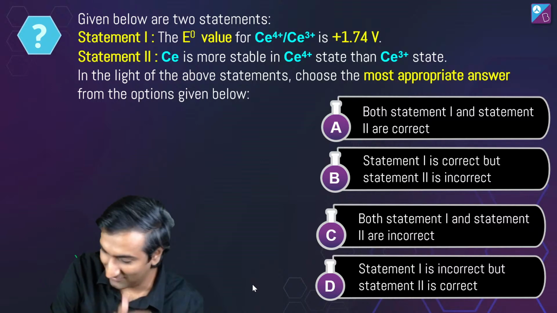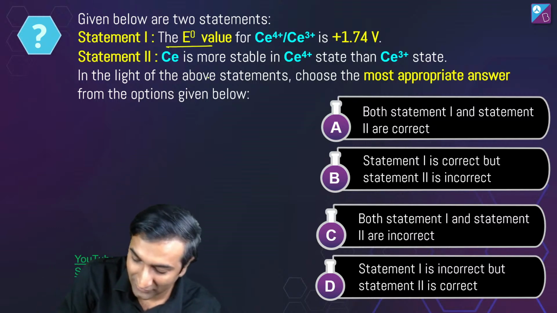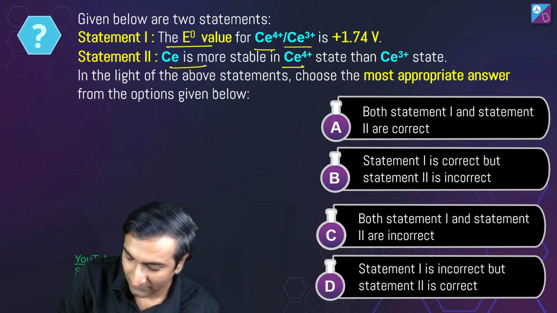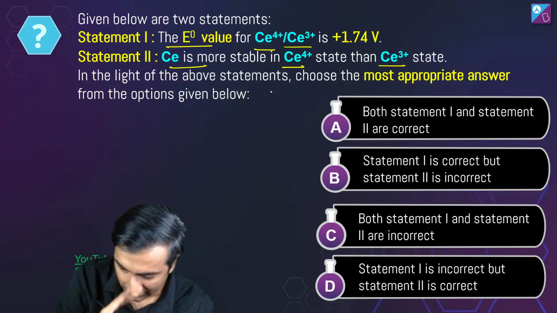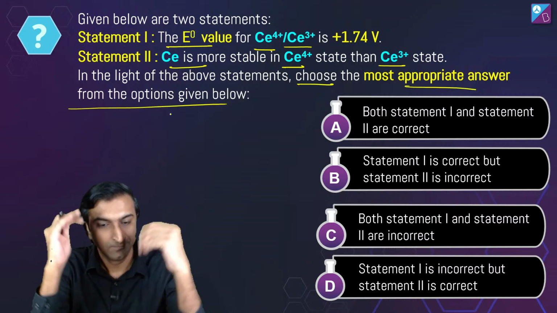All right, next question. एक और ऐसा ही अतरंगी सवाल. Given below are two statements. The E naught value for Ce4+/Ce3+ is 1.74 volts. Ce is more stable in Ce4+ state than Ce3+ state. In the light of the above statements, choose the most appropriate answer from the options given below.